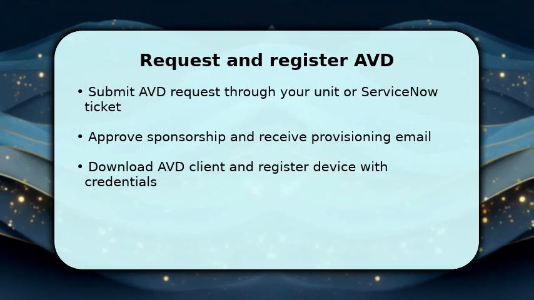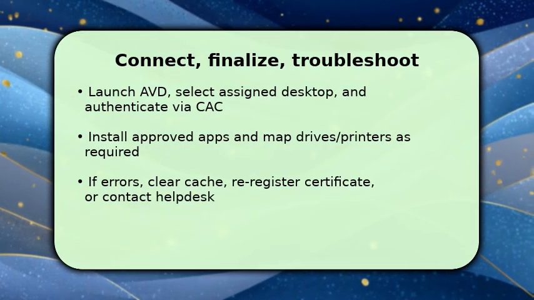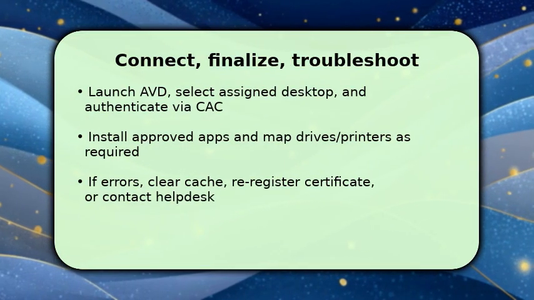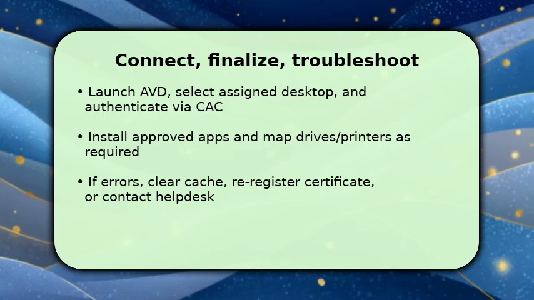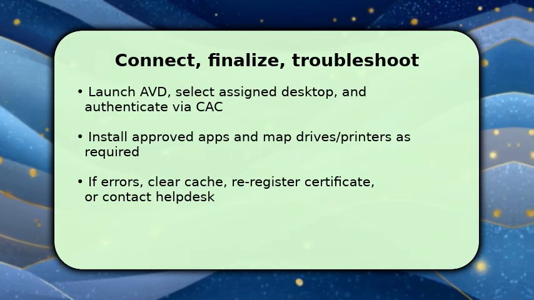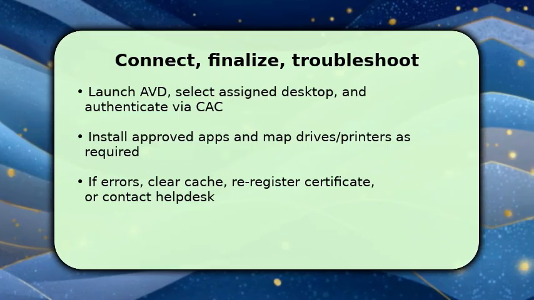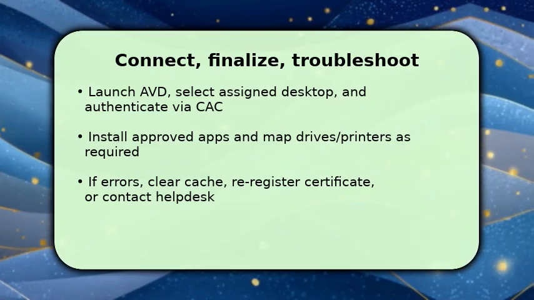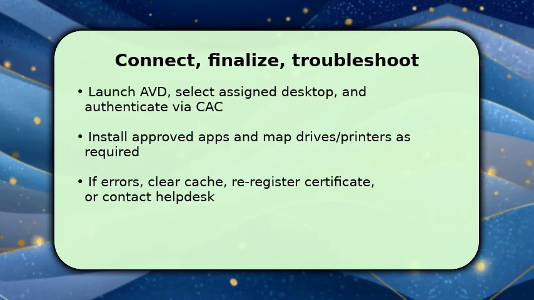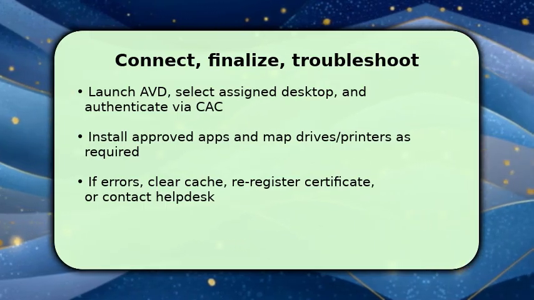You finish by launching the Army Virtual Desktop client, selecting your assigned desktop, and authenticating with your CAC and PIN. This establishes the secure session. Once connected, install approved applications and map any required network drives or printers so your workspace mirrors on-premise resources.